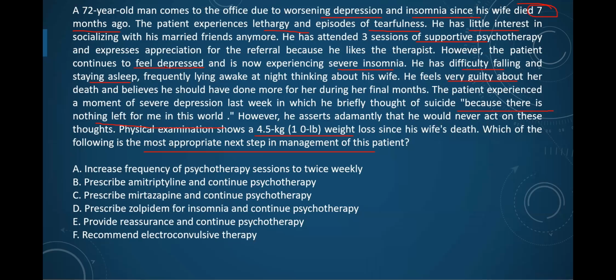For this patient who already had some psychotherapy, what can you do? Increase the frequency of psychotherapy, prescribe amitriptyline. Amitriptyline is a TCA, tricyclic antidepressant, and continue psychotherapy. Prescribe mirtazapine. Mirtazapine is a kind of SSRI kind of drug, mainly SNRI. Continue psychotherapy. Prescribe zolpidem for insomnia. Continue psychotherapy. Provide reassurance. Recommend electroconvulsive therapy.